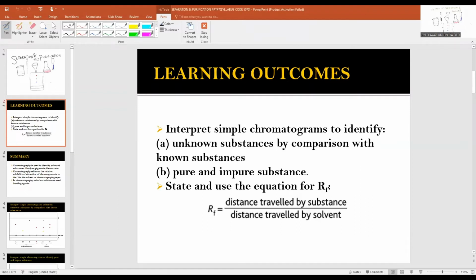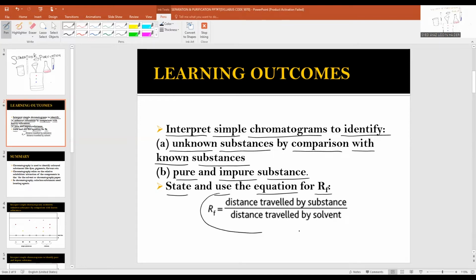I will continue my lesson about chromatography. The learning outcomes for this lesson would be to interpret simple chromatograms to identify unknown substances by comparison with known substances, pure and impure substance. State and use the equation for RF. RF is equal to distance traveled by the substance divided by distance traveled by the solvent.